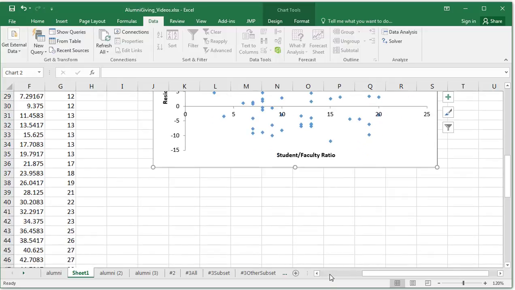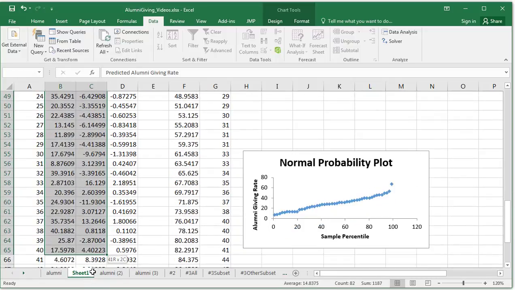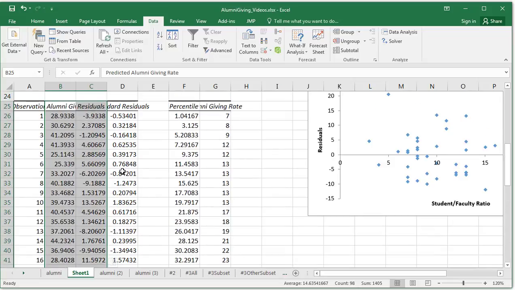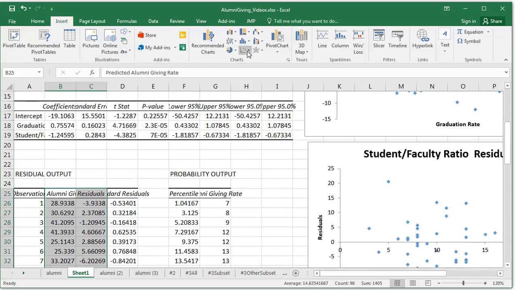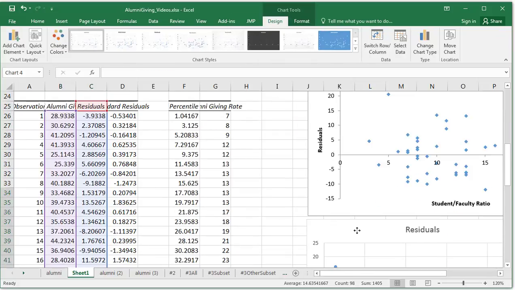Now we'd like to create a plot. It does not give us the residual versus the predicted, which is what we would like to do. So we can insert a scatter plot. I'm going to select over here in the residual output, Alumni Giving, the predicted, and the residual. Remember, when I do this with a scatter plot, the X will be on the left and the Y will be on the right hand side, which is what I want. I want the residual on the Y axis. So I'll go to Insert, Scatter Plot, and bring it down here and make it bigger.